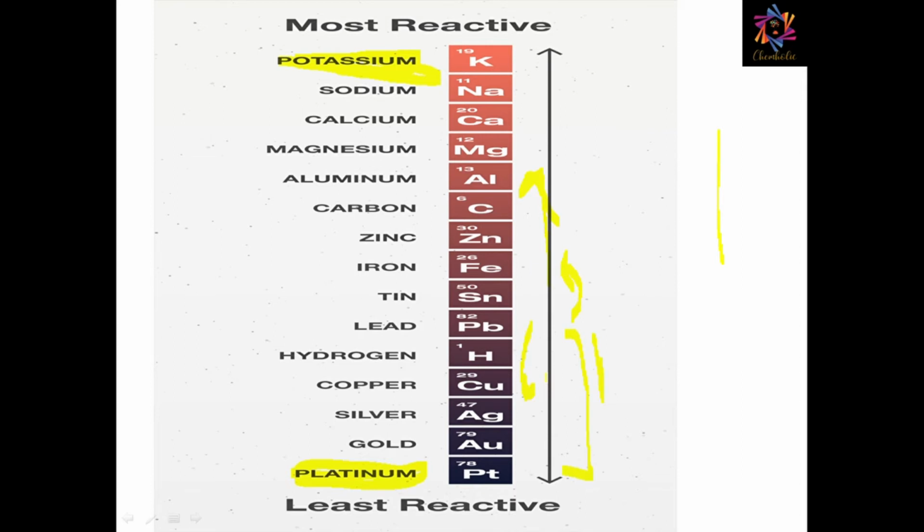It is also important to note that hydrogen, if you see the location, whatever elements are present above hydrogen can displace hydrogen from acid and water, and they can give out hydrogen gas. Generally the least reactive elements are copper, silver, gold and platinum. Guys, this is all about the reactivity series. Let's see some displacement reactions.